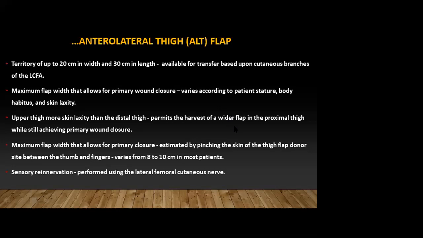And when we look into the anterolateral thigh flap, the upper thigh shows more skin laxity than the distal thigh, so it permits the harvest of a wider flap in the proximal thigh while still achieving primary wound closure. How can we assess whether we can go for a primary closure of the donor area? We pinch the skin of the thigh flap donor area between the thumb and fingers, and the maximum flap width that allows for primary closure is about 8 to 10 centimeter in most patients. And here also we can make the flap a sensate flap by sensory reinnervation using the lateral femoral cutaneous nerve.